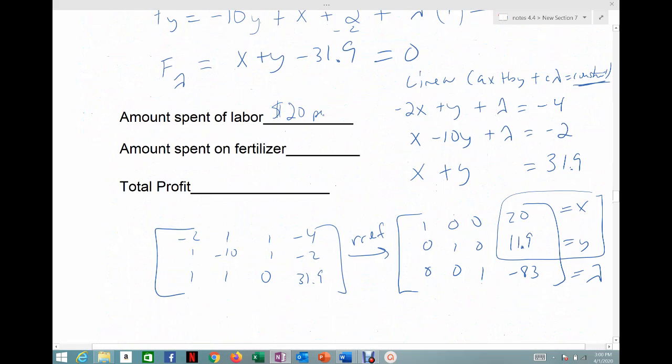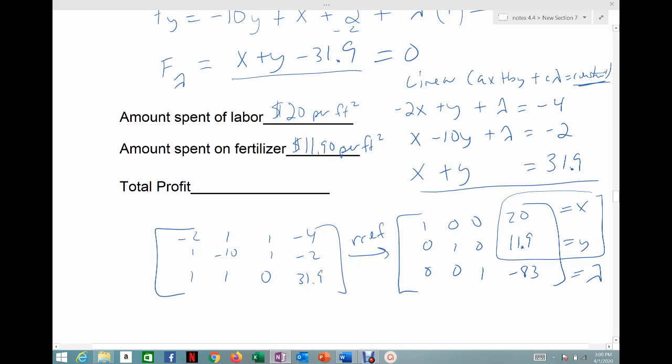$20 per square foot, or per foot square, on labor. And we spend $11.90 per square foot on fertilizer. And if you notice, those two things add up to the 31.9, and they should, right? Because I need to only spend $31.90. Well, 20 plus $11.90 adds up to $31.90, so it kind of checks.